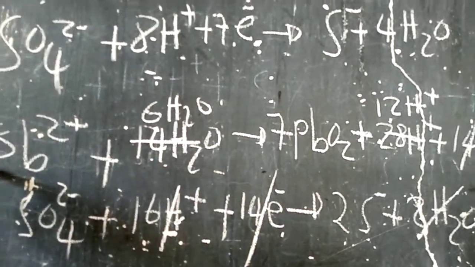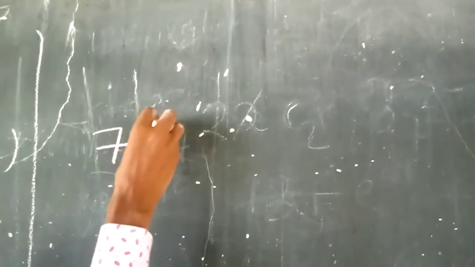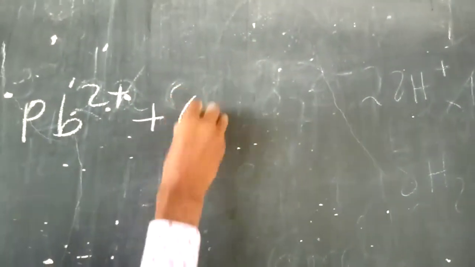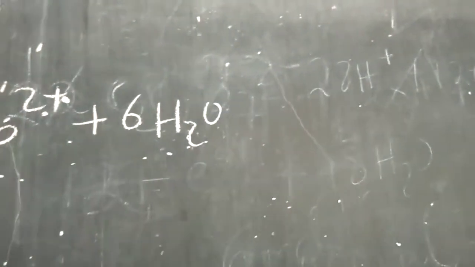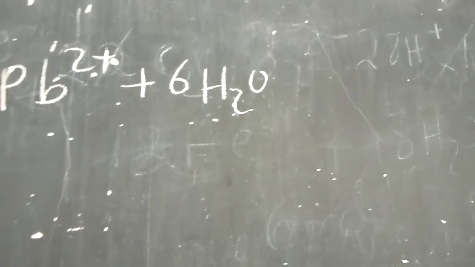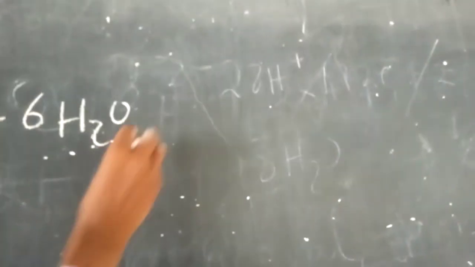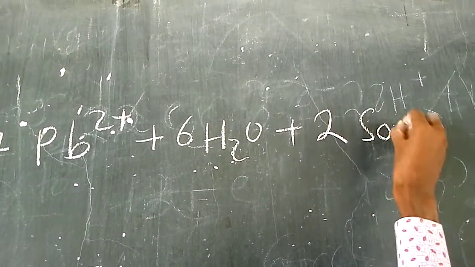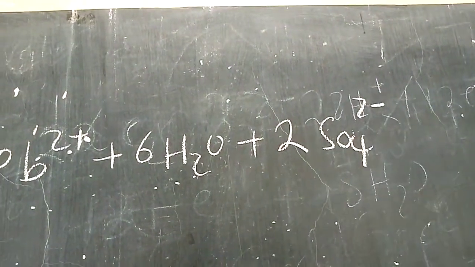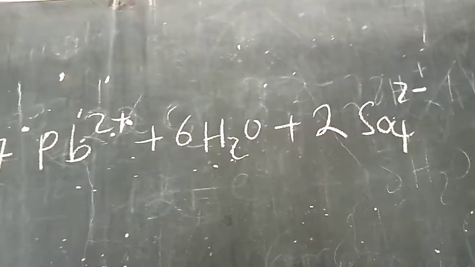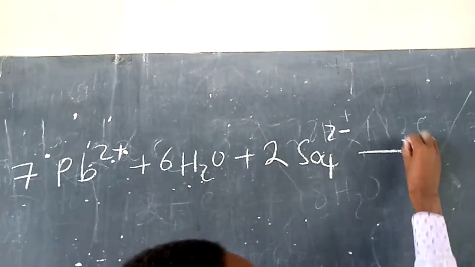Understood? So here it will be 7 lead 2 ions plus 6 water molecules, plus 2 sulfate, 2 negative. You have to add this on the reactant side first. So the product side will look like this.